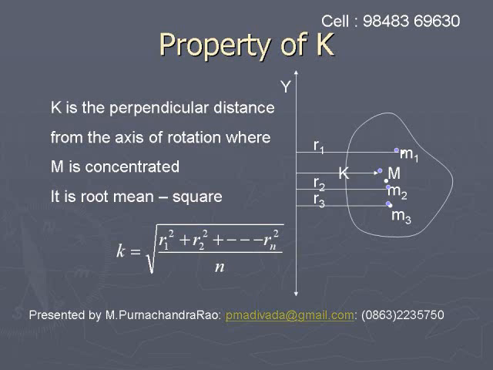Mathematically, k is the square root of r1 square plus r2 square plus and so on plus Rn square, divided by n.